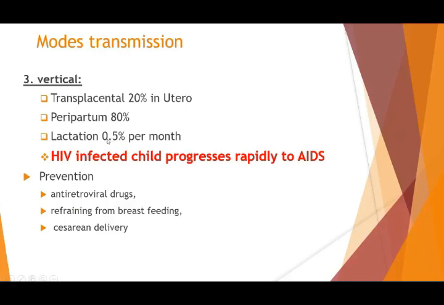So how can you prevent this transmission of the virus from the mother to the fetus? And keep in mind that an HIV infected child progresses rapidly to AIDS because of immune suppression, because of decreased immunity when it is acquired early in life. So how can you prevent it? By early institution of antiretroviral drugs to the mother and to the newborn baby, especially for the mother, refraining from breastfeeding, and to decrease the peripartum transmission, you have to do a cesarean delivery. Cesarean delivery is going to decrease the risk, but not eliminate it.